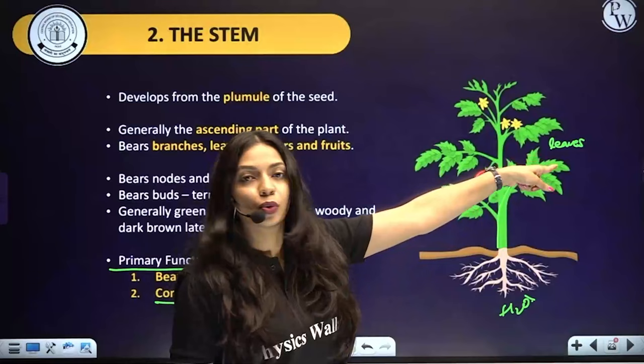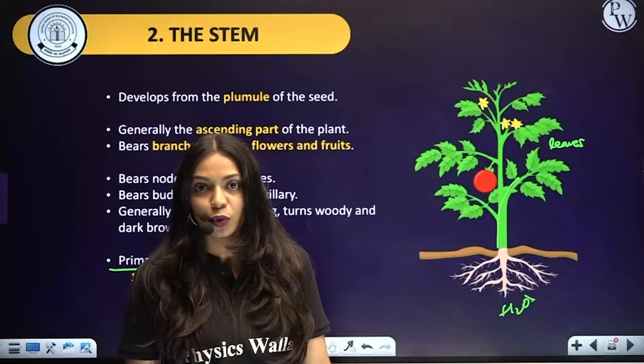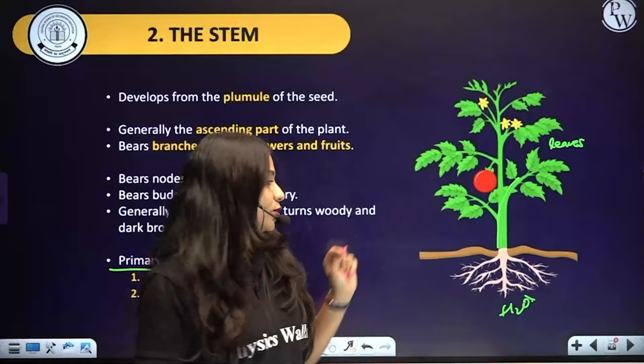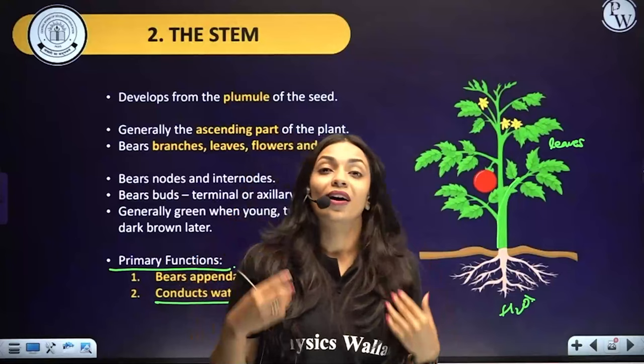And once the leaves, which is the kitchen of the plant, prepares food, that food has to be transported to different parts of the plant. So food also is transported by means of the stem to different parts of the plant. So these two are the primary functions of the stem. Is that clear?